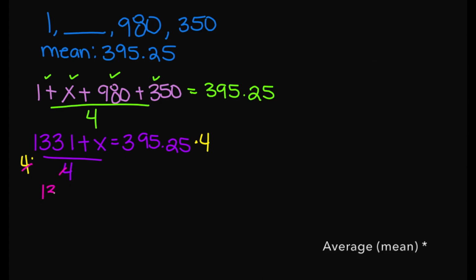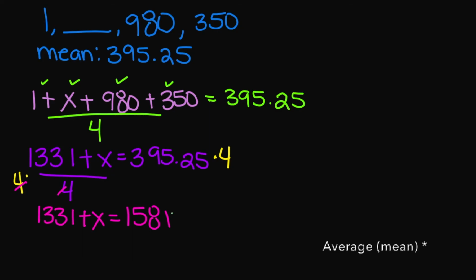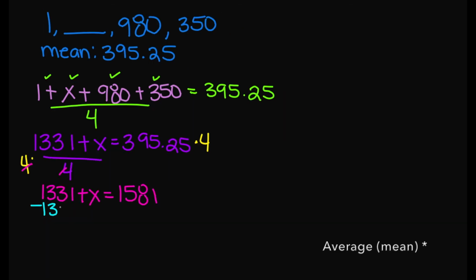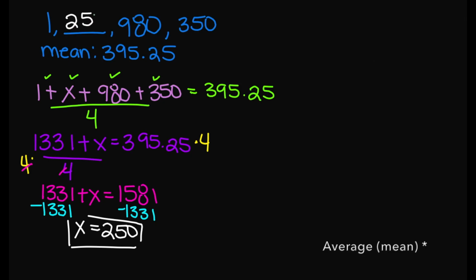So you have 1331 plus x equals 395.25 times 4. This is going to give you 1581. Now I'm going to subtract 1331 from both sides. And when I subtract 1331 from both sides, you're going to be left with x equals 250. So your missing value here is going to be 250.